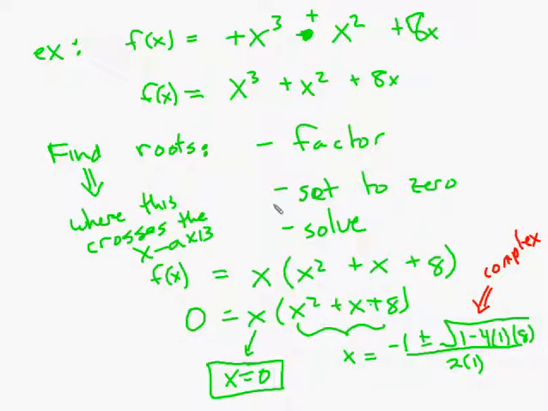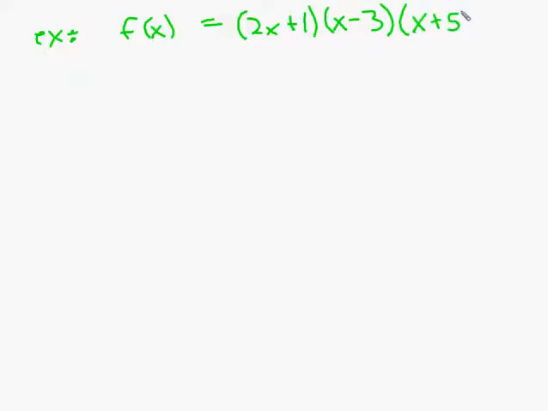Now, we don't always have to factor. Maybe we're given it already factored, in which case we don't fight with it. We don't make it more complicated. We just accept the fact that we're given something easier to deal with. So let's say, same question, I have f of x equals (2x + 1)(x - 3)(x + 5).